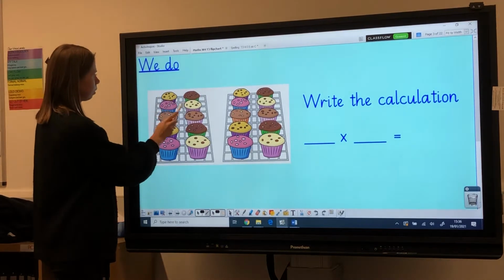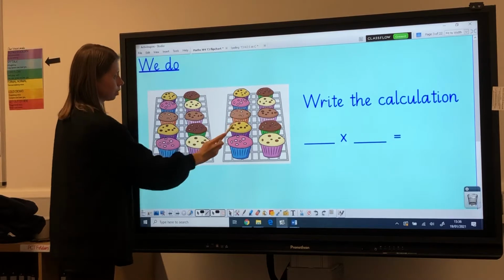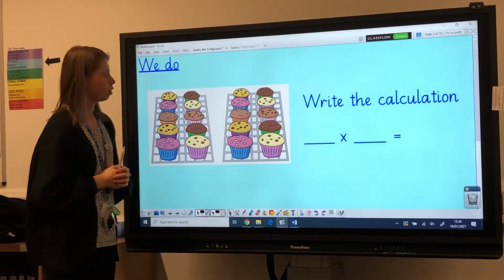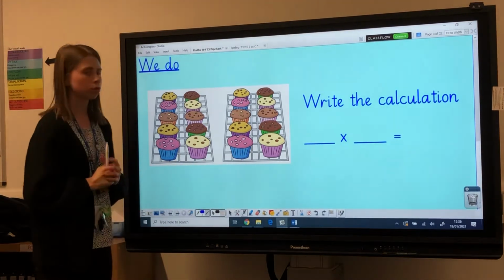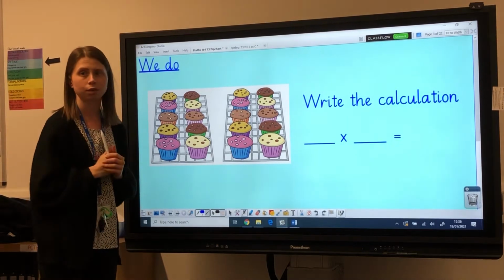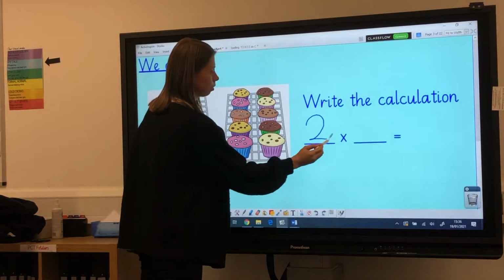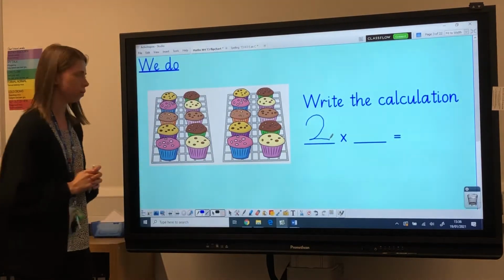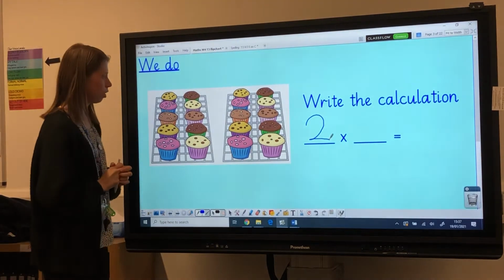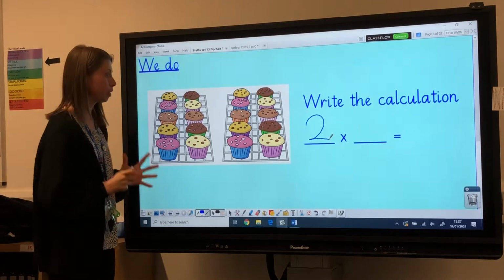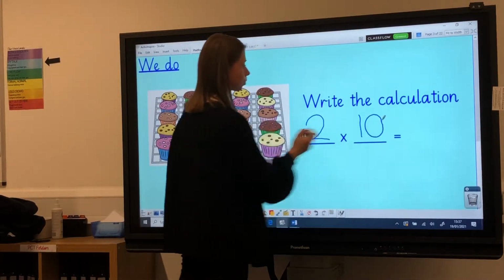1, 2, 3, 4, 5, 6, 7, 8, 9, 10. So there's 10 on each tray. And I know that I've got 2 trays. So how many groups of 10 have I got? I've got 2 groups. So we're going to write the number 2 down. 2 times what though? How many have I got on each tray? I know I've got 10 cupcakes, so our multiplication sum must be 10 times 2.